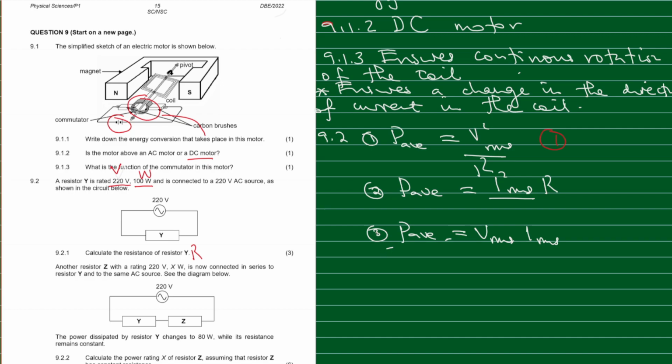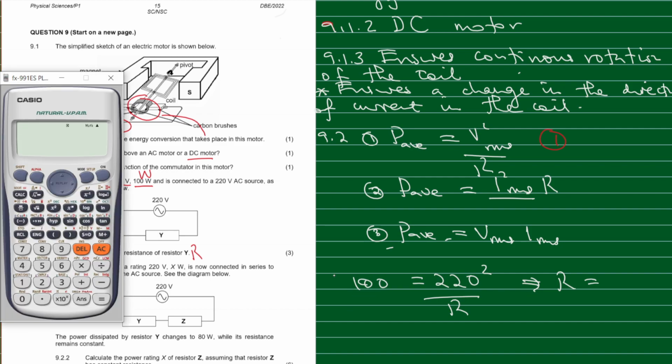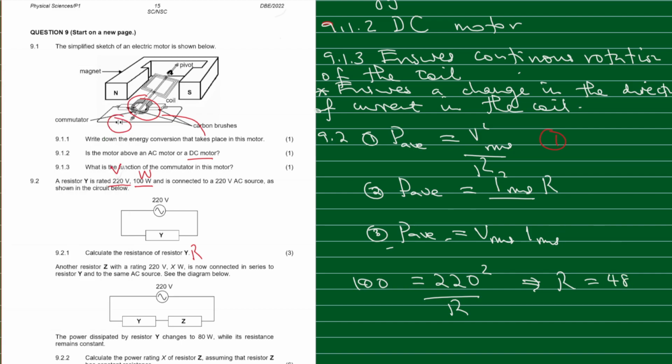So what is our P? Our P is 100, which is equal to V squared, which is 220 squared over R. This translates to R is equal to 220 squared over 100. We can enter that into the calculator, 220 squared divided by 100. That is 484. So our resistance for Y is 484 ohms.